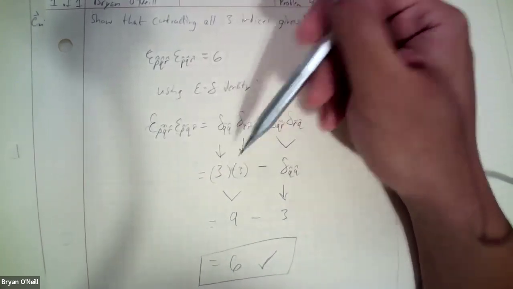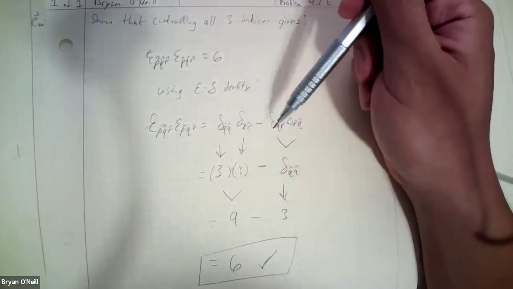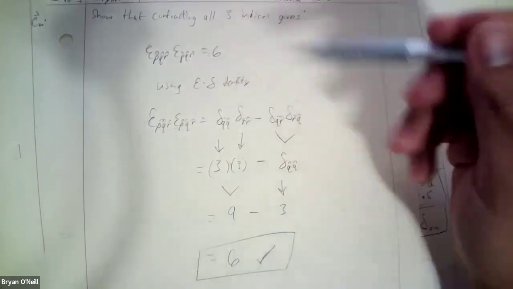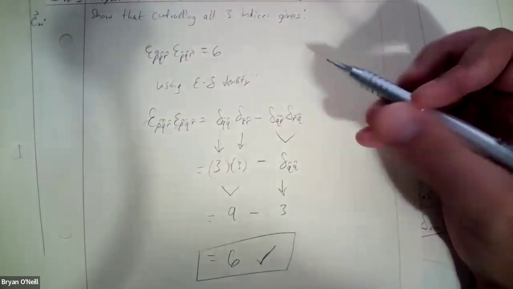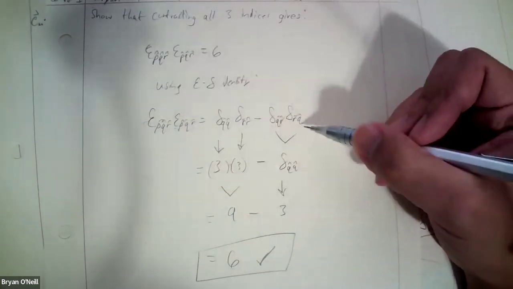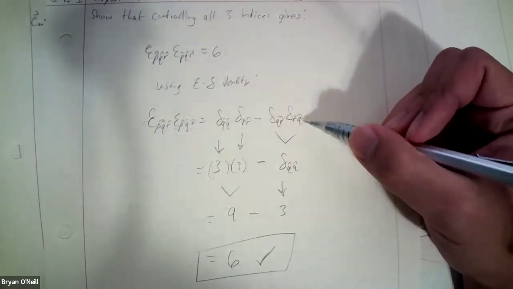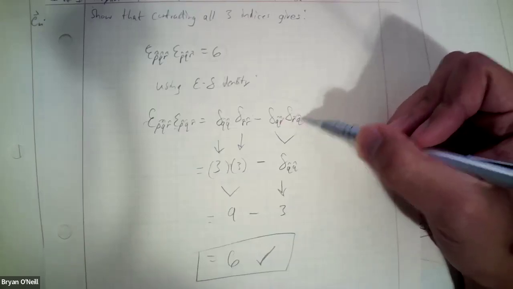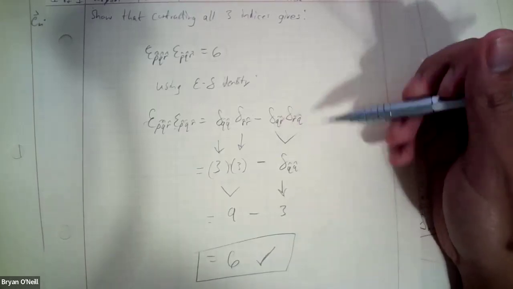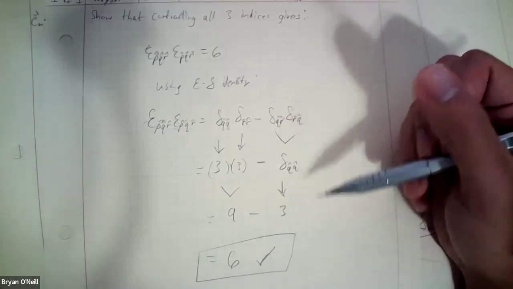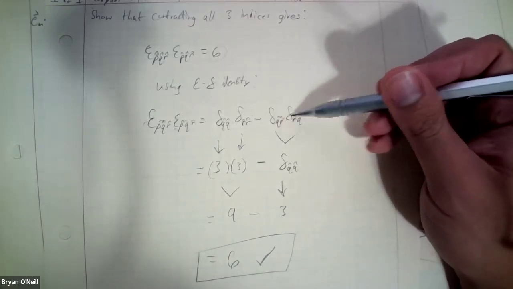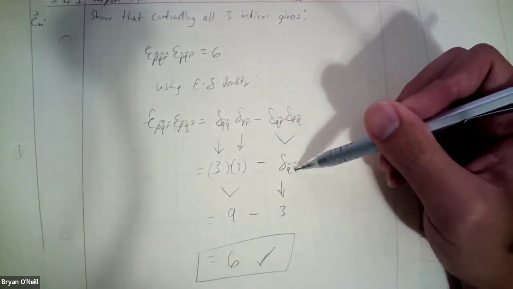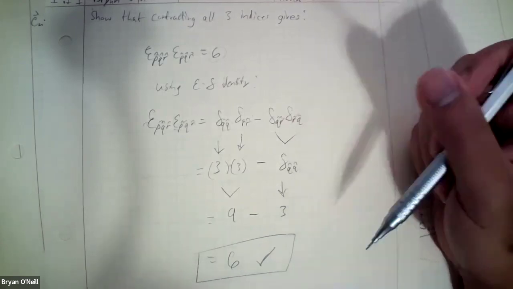So delta QQ becomes 3, delta RR becomes 3, minus, and here's the tricky part, this becomes a contraction, and it really doesn't matter which index we cancel in the contraction. We can get rid of R or we can get rid of Q. It gives you the same result. For sanity's sake here, I just canceled out the R's and gave myself delta QQ, which equals 3.